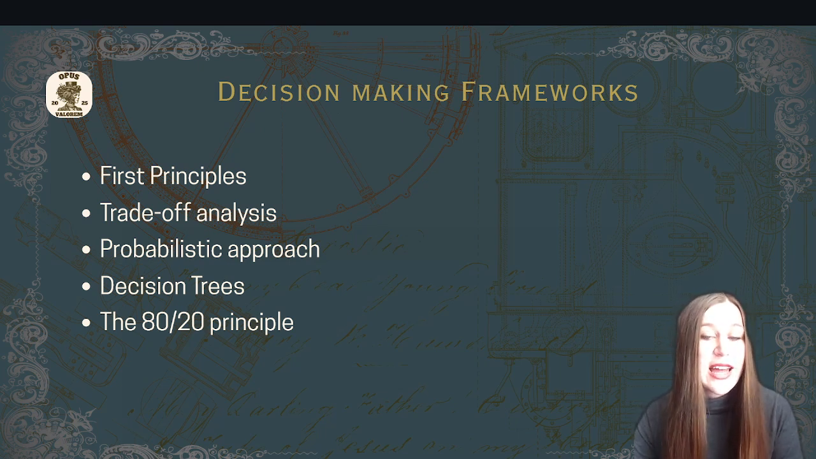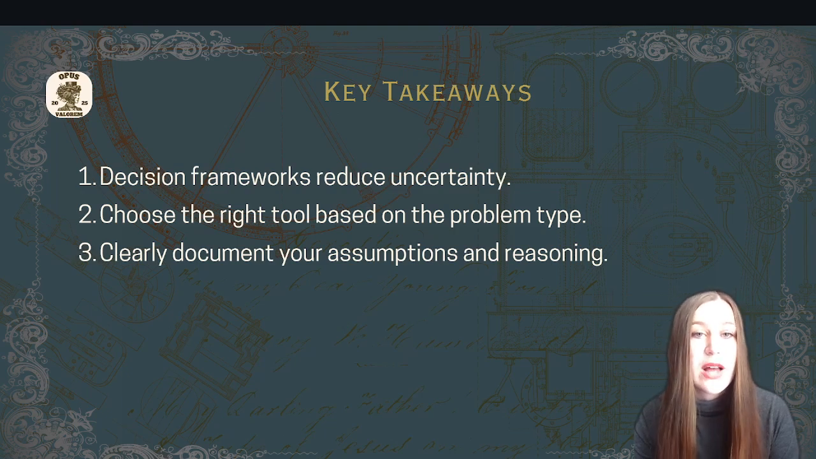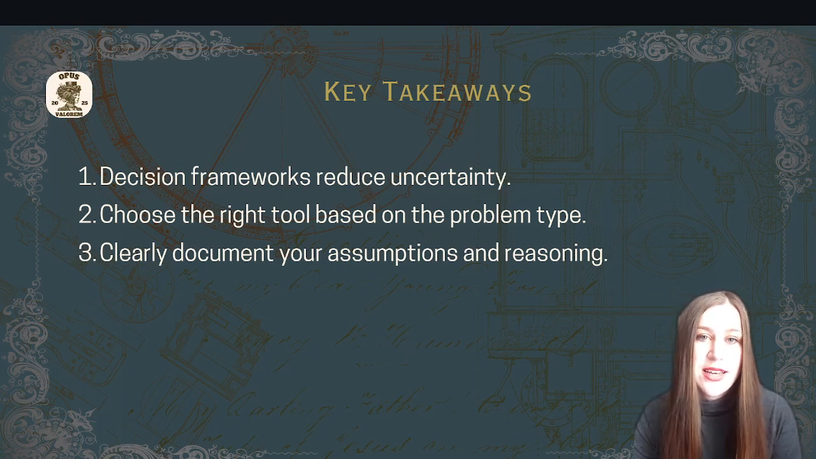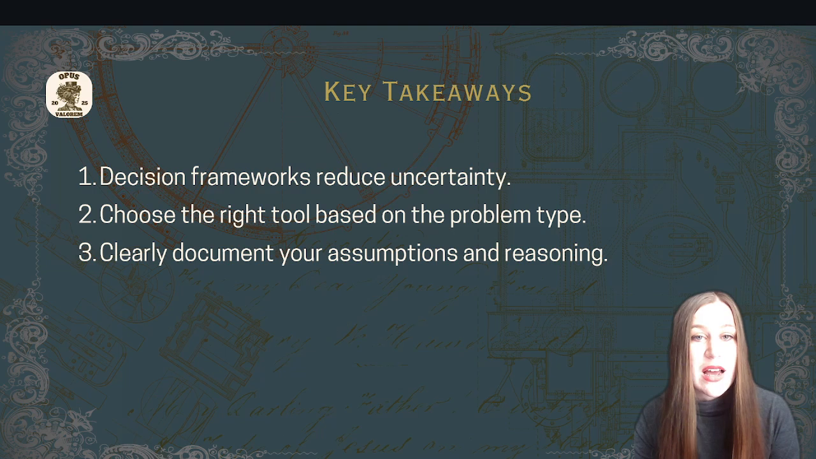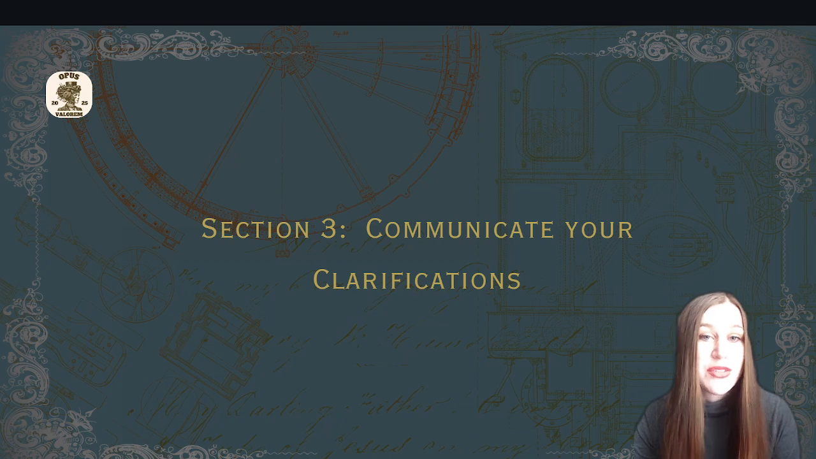Ultimately, having and using decision frameworks reduces your uncertainty and clarifies your problem. Choosing the right framework for the problem is crucial to solving for uncertainty effectively. It's very important that these exercises are always documented well to indicate your assumptions and reasoning. You will definitely refer back to them. You will refer to your decision framework documentation when you communicate your reasoning to the stakeholders of the project.